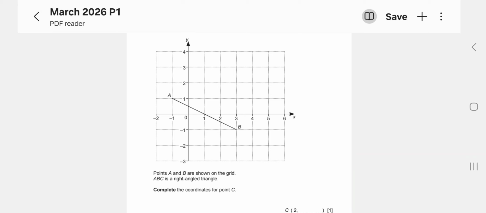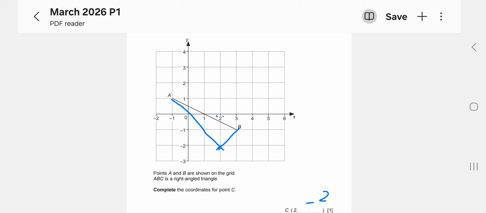Okay, and it says the x-coordinate is 2, so here is the 2. I need to complete it, so I can draw a line here beside the B, connect this, and then draw the other line. Here I have a right angle. Yes, this is a right angle here, and 2 will be with negative 2. 2 and negative 2 will be the coordinates for point C.